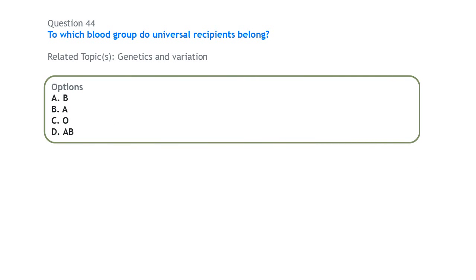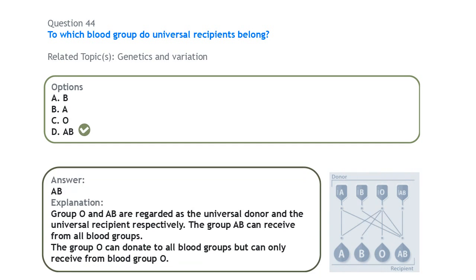Next, on genetics and variation, to which blood group do universal recipients belong? The blood group AB is regarded as universal recipient, meaning that it can receive blood from all the other blood groups, from the blood group A, the blood group B, the blood group AB, and the blood group O. So the blood group AB is regarded as the universal recipient, while the blood group O is regarded as the universal donor, that is, it can donate blood to all the other blood groups.